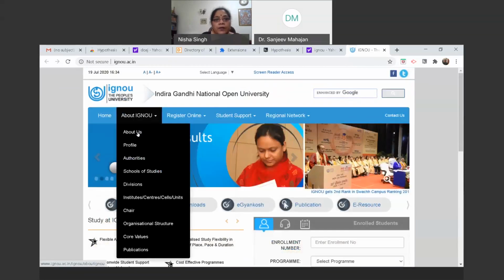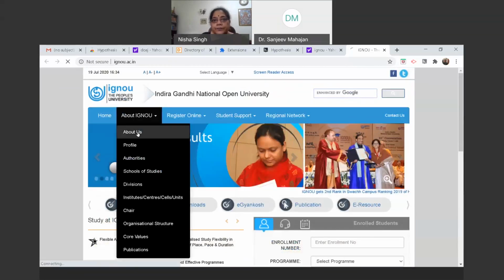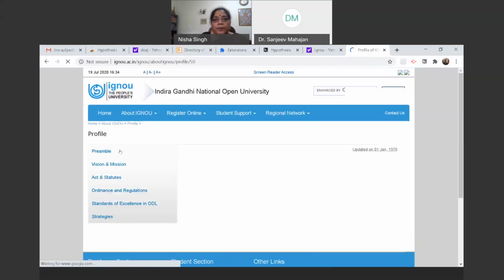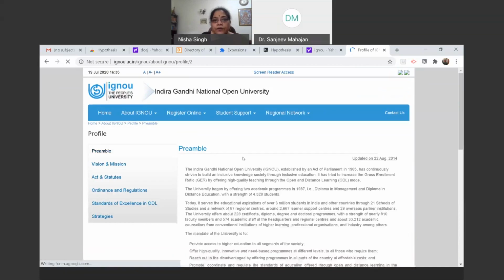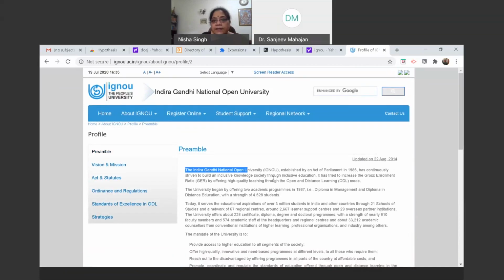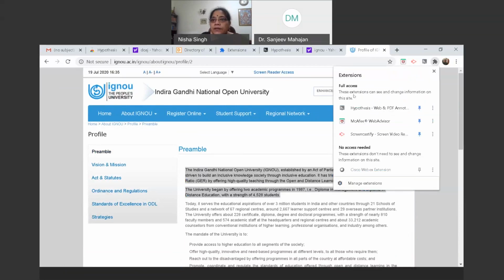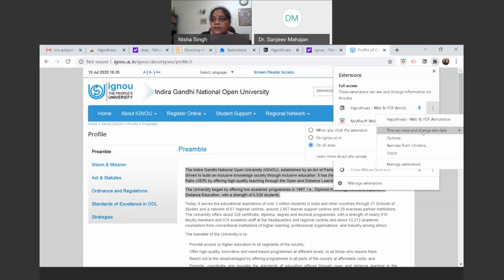Say if you are reading about IGNOU, the profile of IGNOU, the preamble of IGNOU. If we just select this, we should be able to annotate it. Full access, Hypothesis, no access needed. This extension doesn't need to see and change information. Hypothesis can read the site data on all sites, yes.